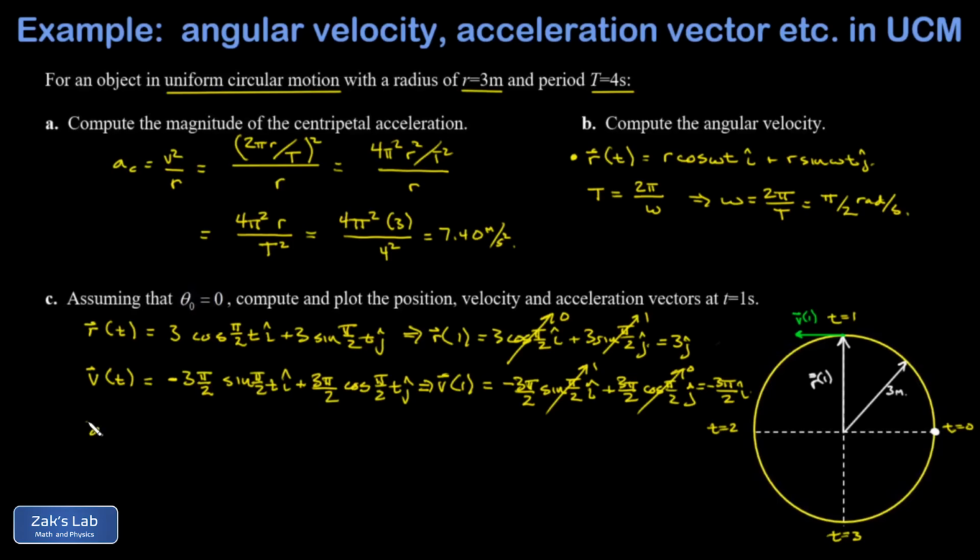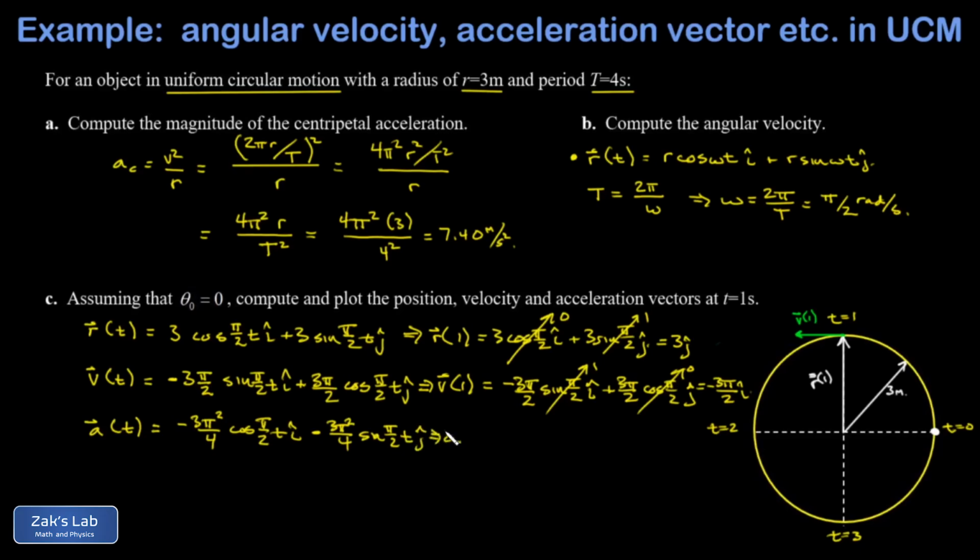Finally, we look at the acceleration as a function of time in general, and I take another derivative. The chain rule produces another factor of pi over 2. And I end up with a negative 3 pi squared over 4 cosine pi over 2 t i hat minus, because I'm differentiating a sine, no, a cosine, so minus 3 pi squared over 4 sine pi over 2 t j hat.